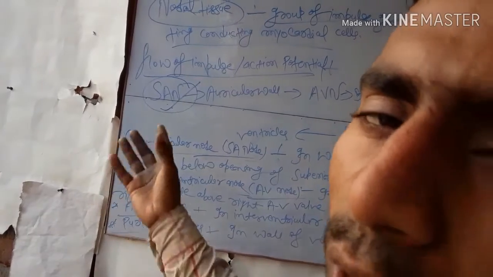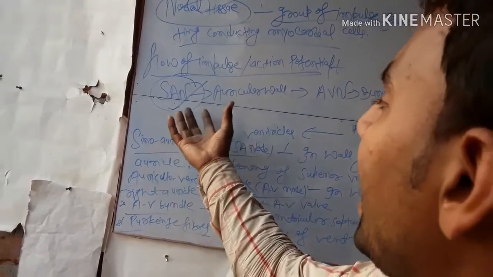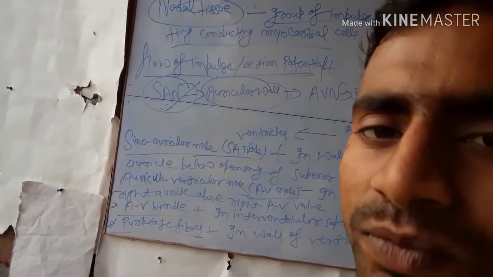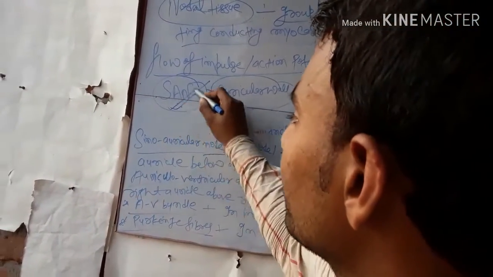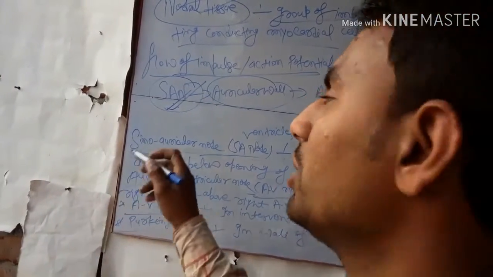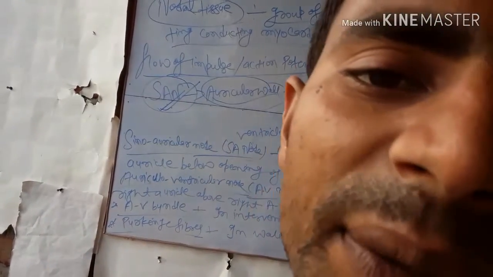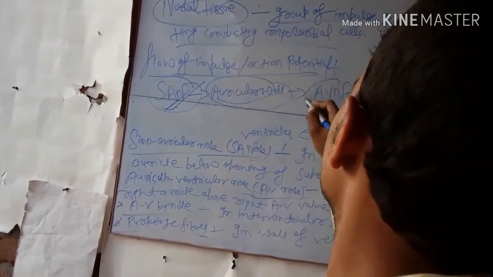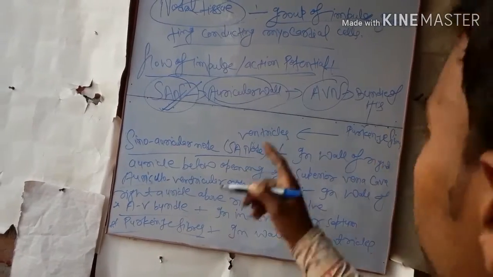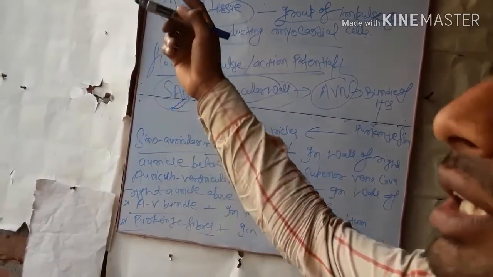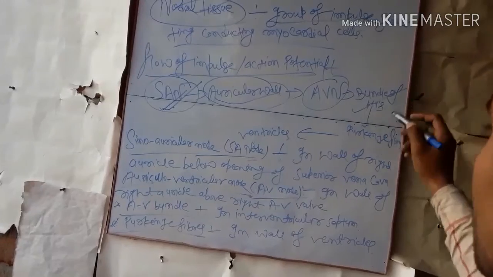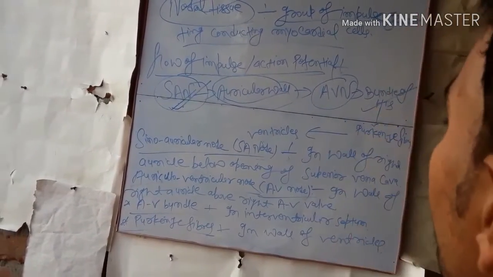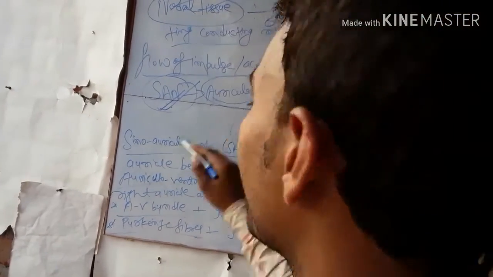After that, from the sinoauricular node, the impulse goes into the auricular wall. After that, it goes to the auricular ventricular node. From the auricular ventricular node, it goes into the bundle of His first, and after that the Purkinje fibers. From the Purkinje fibers, it goes into the ventricles.